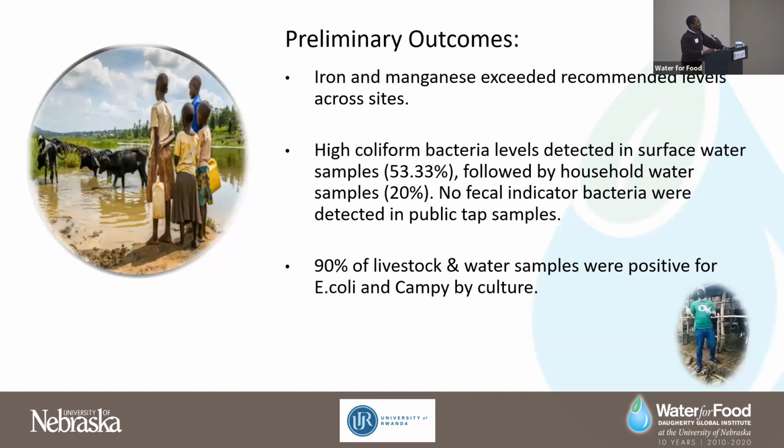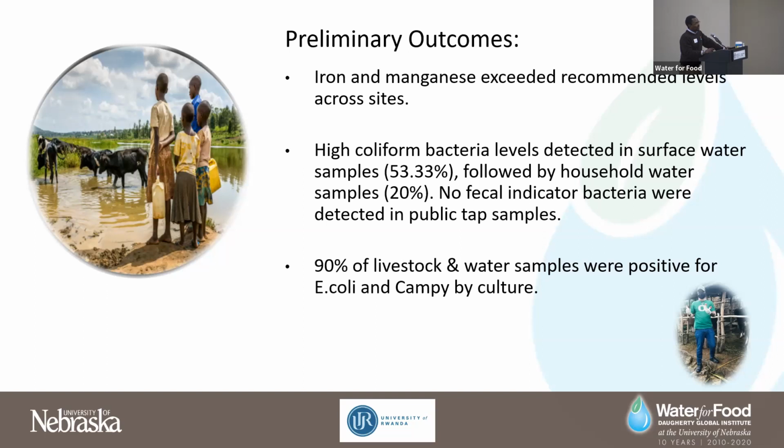Our preliminary results show that in water samples, iron and manganese exceed the recommended levels across the three types of water sources I mentioned above. High coliform bacteria levels were detected mainly in surface water, at around 53.3%. The household samples were also contaminated, with around 20% coliform bacteria. The public taps were safe; we didn't find any indicator of fecal contamination.